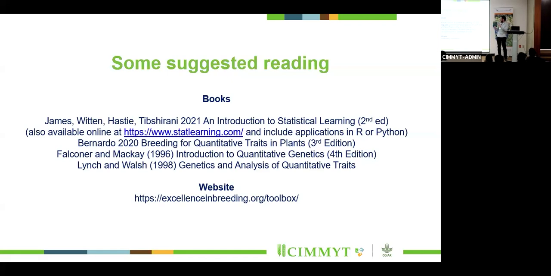Falconer and Mackay is the classic textbook of quantitative genetics that we all have on our bookshelf. If you want to understand in depth the core basis of the quantitative genetics models that we use, this is the basic textbook. But it's not an easy read. This is probably something you shouldn't read before bed. It's a bit more dense and all-encompassing.